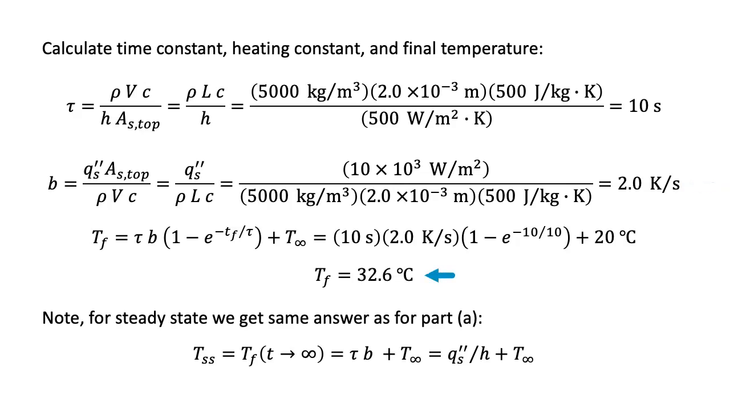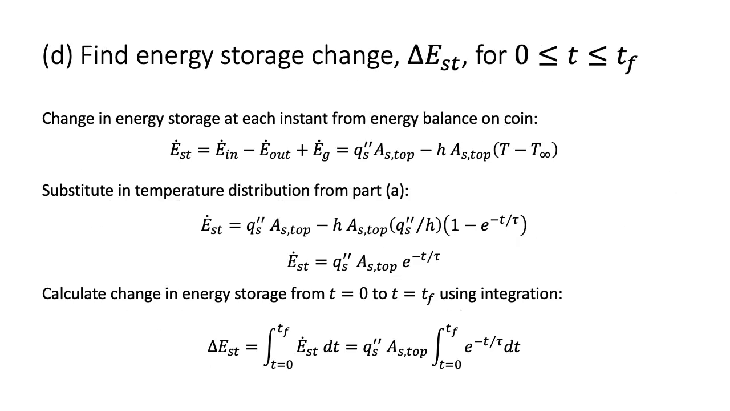Finally, we calculate the temperature after 10 seconds to be 32.6 degrees Celsius, which is still pretty far away from our steady state temperature of 40 degrees Celsius. Before continuing, we verify that as time goes to infinity, we get the same steady state temperature as for part A, as expected.